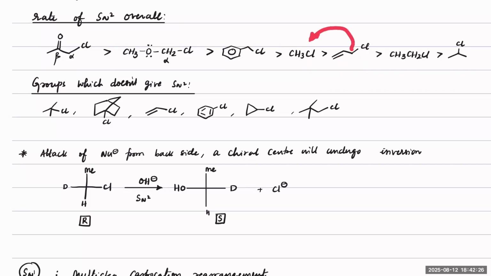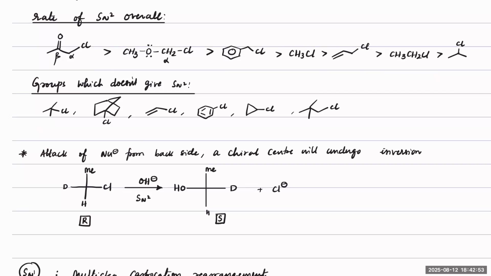So it could have come here also, it could have come here also. But as per the database, it suggests that methyl chloride will have more rate compared to allyl chloride. This is allyl chloride. And then comes ethyl chloride, which is 1 degree, then 2 degree, and last comes 3 degree. 3 degree usually does not react for SN2. You can see these are the groups which do not give SN2.